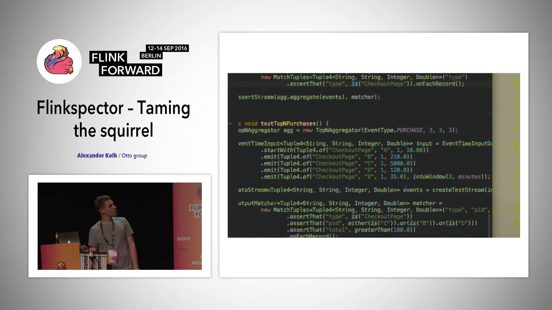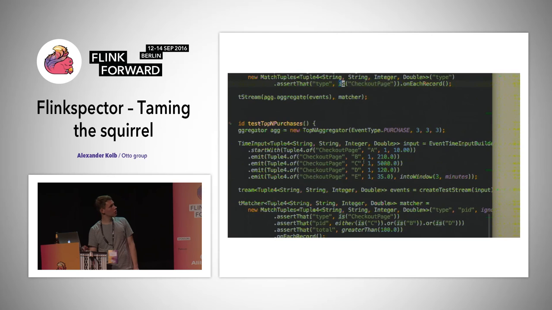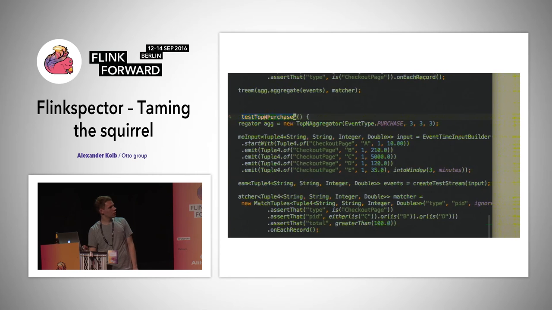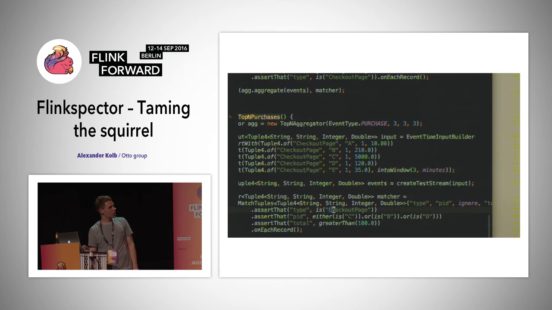And here you want to test the top n calculation. What you do here is assert that the type is checkout. The product ID should be either C, B, or D. And because of the top three, the totals are all greater than 100. You can do this by saying the total must be greater than 100 on each record. So we can run this fast, and then I'll try to wrap up.